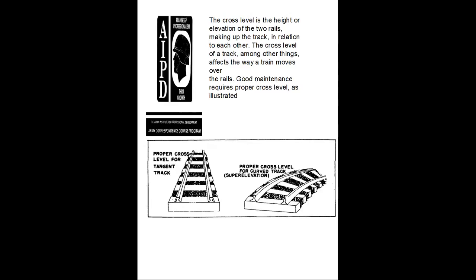Cross level is the height or elevation of one rail of the track in relation to the other. The cross level of the track affects, among other things, the trains that move over the rails. Good maintenance requires proper cross level, as illustrated. Proper cross level for tangent track. Proper cross level for curved track: superelevation.